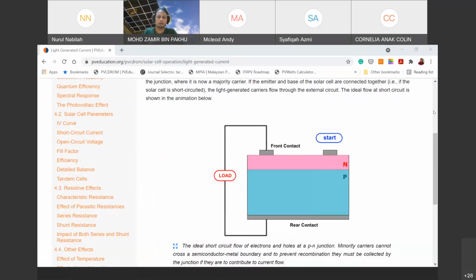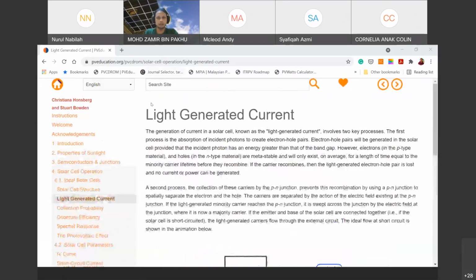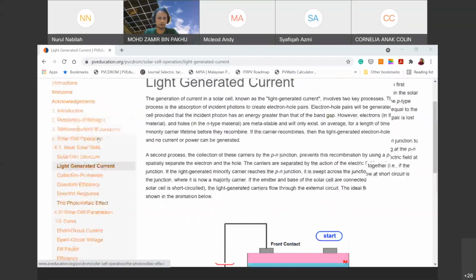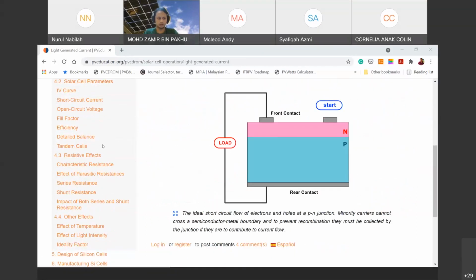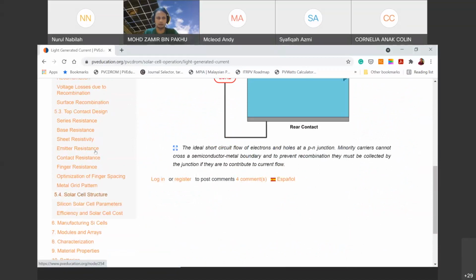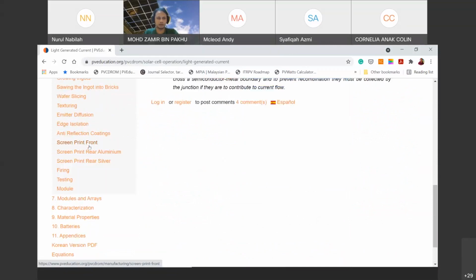So if you want to learn about solar cells, this website is for solar cells to begin with, right? If you want to know about solar cell operation, you go to chapter 4 for solar cell operation here, and then the whole list down here. So the whole sub chapters down there are for solar cells, right? Solar cell operation, solar cell parameters, resistive effects. You can even learn about design of solar cells and even manufacturing of solar cells.